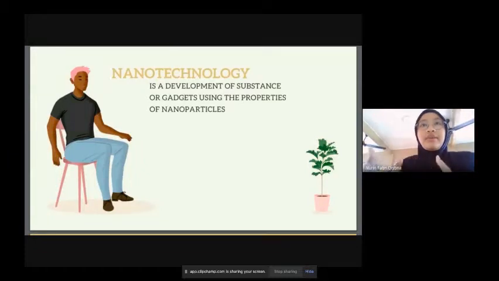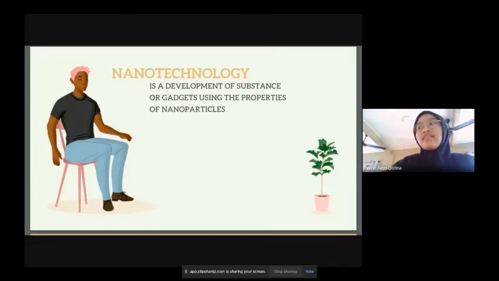Nanotechnology is a development of substance or gadgets using the properties of nanoparticles. So in other words, there are two definitions, nanoscience and nanotechnology. So nanotechnology is related to nanoscience. So nanochemists use the knowledge of nanoparticles to develop substance and gadgets using the properties.